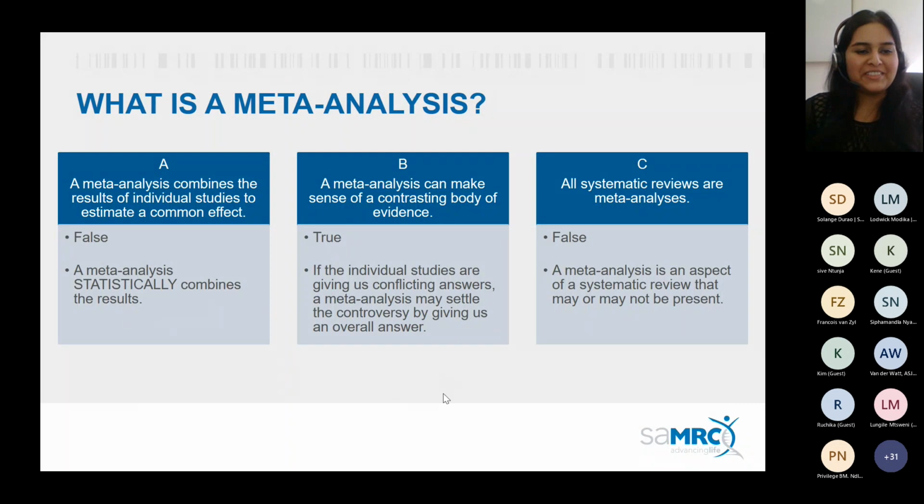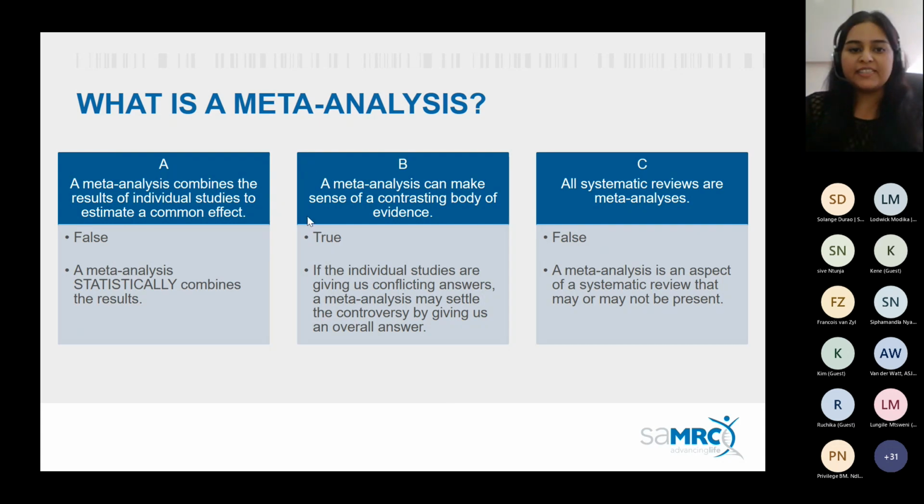So A, the first statement, a meta-analysis combines the results of individual studies to estimate a common effect. This is technically false. So the key word that's missing that makes this statement true is the word statistically. So a meta-analysis statistically combines the results. So it uses statistical methods to come up with a common effect estimate. Another way of combining results could be narratively or vote counting. So what sets meta-analysis apart is that it uses statistical methods.